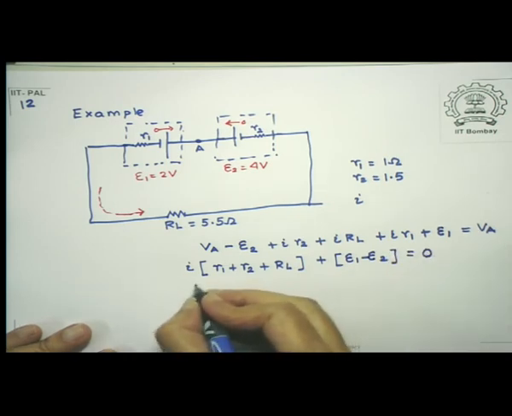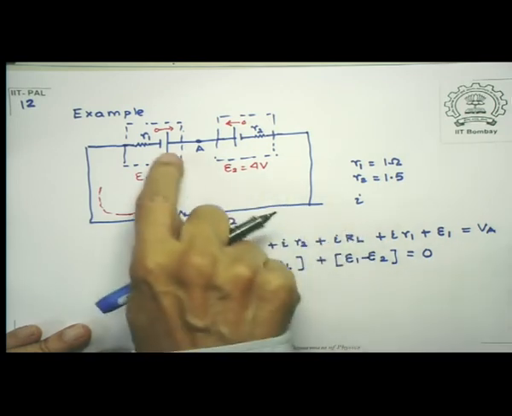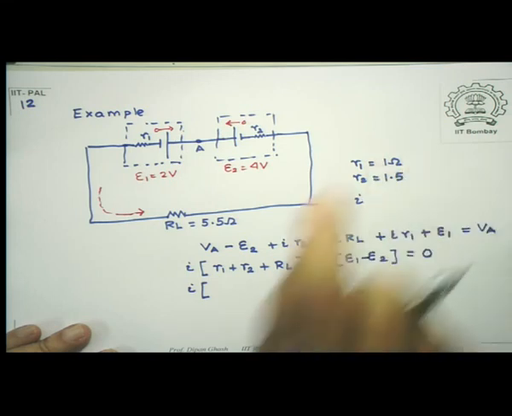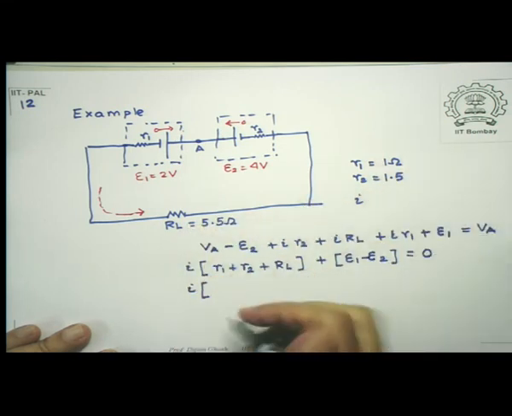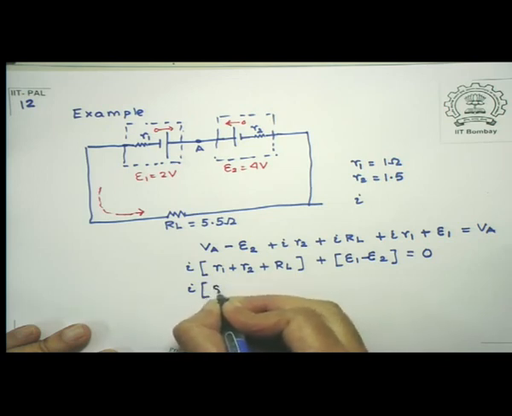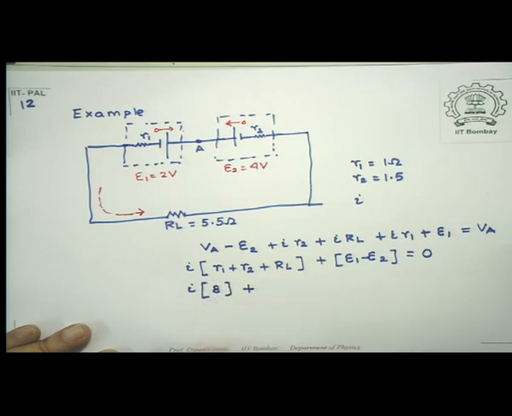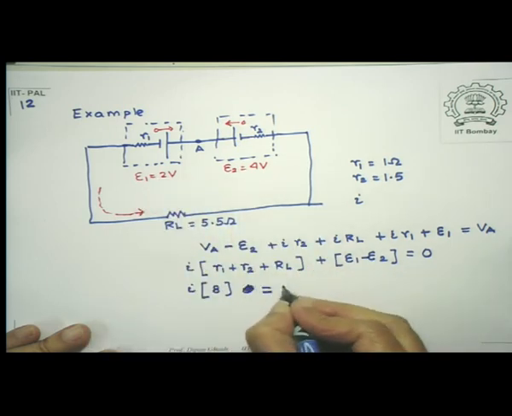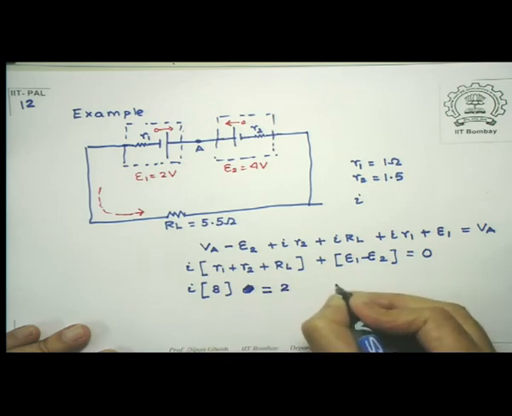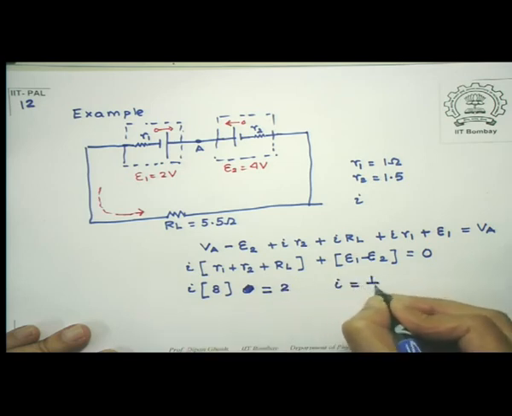Let's put in the numbers. So I've got I, R1 is 1, R2 is 1.5, this is 5.5, so I add this up and I get I times 8. E1 minus E2 is minus 2, I can take it to the other side and write this is equal to 2. So that tells me I is equal to 1 by 4 ampere.